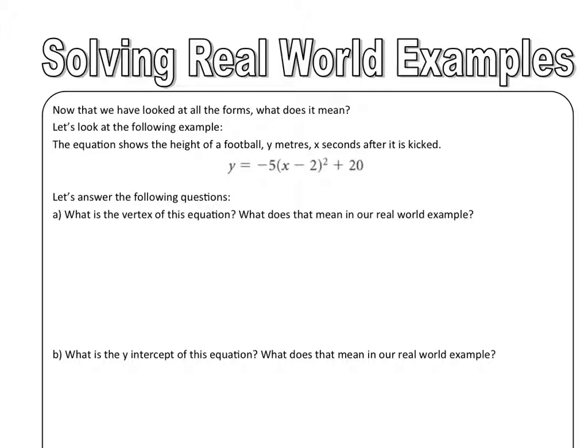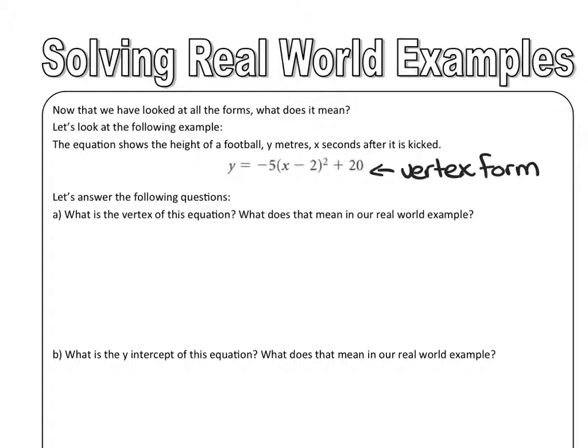The equation shows the height of a football, y meters, x seconds after it's kicked. So y represents the height of the football, and x represents how many seconds have gone by. If you notice, we actually have this in vertex form. So that's where we're going to start. Let's answer the following questions, and we're going to use everything we already know how to use.